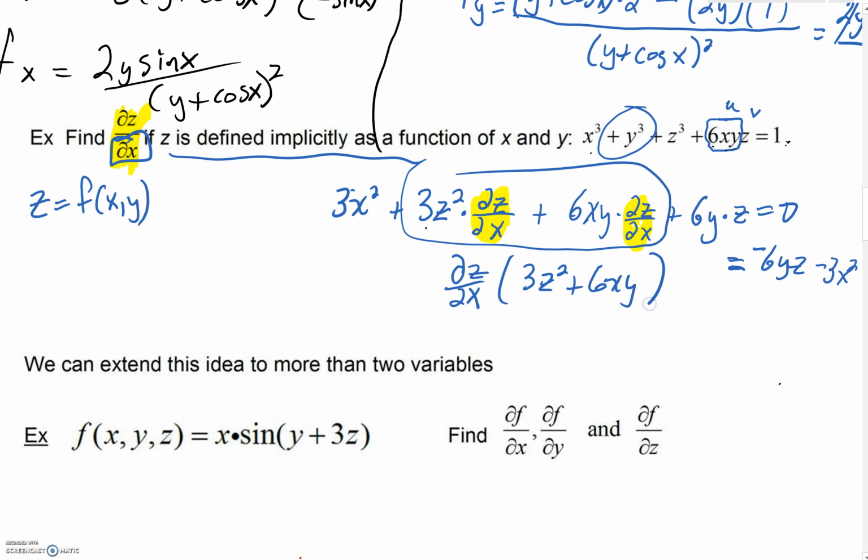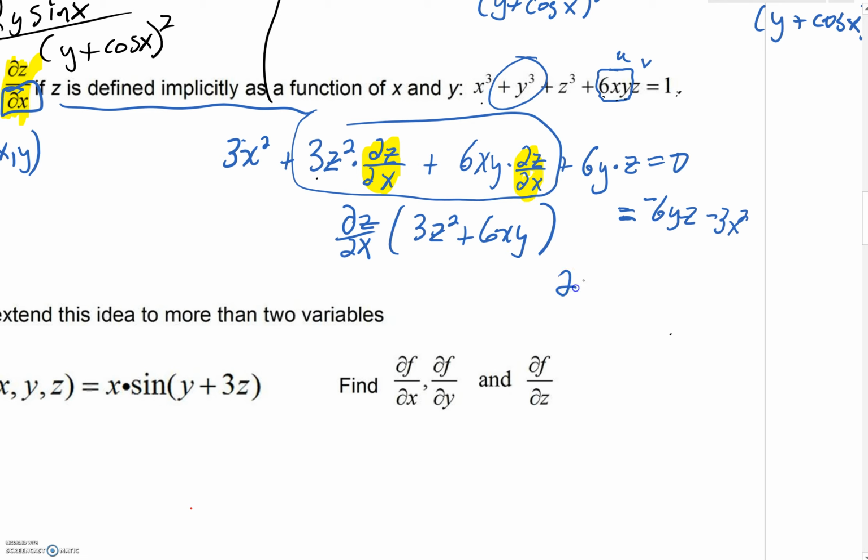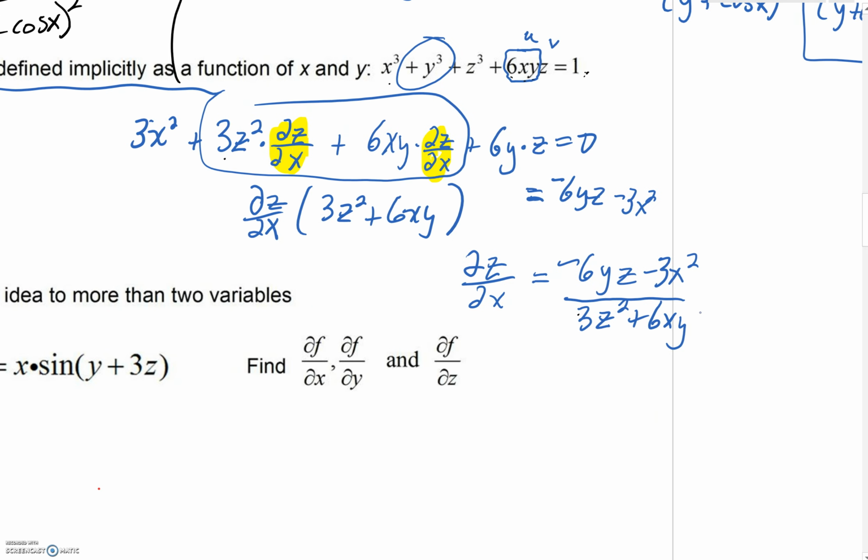And as we solve, it's only going to take you a moment to see the partial derivative of z with respect to x would be negative 6yz minus 3x squared all over 3z squared plus 6xy. You might notice that each term in this problem has a factor of 3 in it, so I'm going to divide everything by 3.